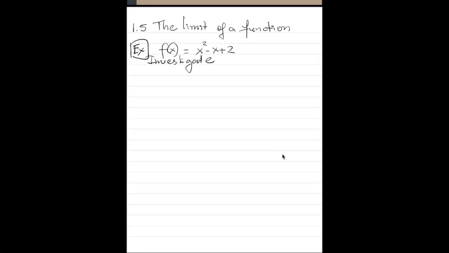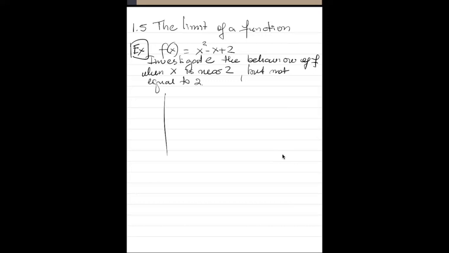the behavior of f. In other words, we're going to look at the y values when x is near 2, but not equal to 2. So in the neighborhood of 2. So let's make a table with values for x and f of x. So we're going to pick values of x near 2.